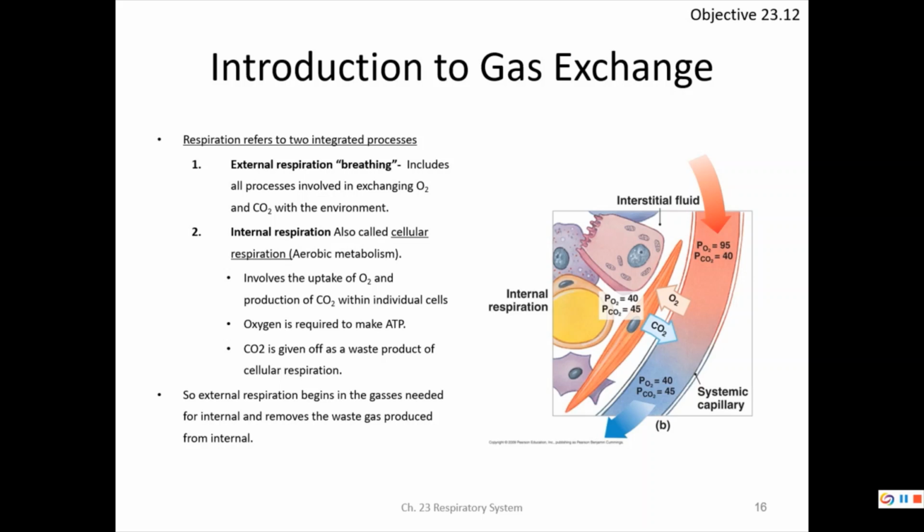To understand gas exchange, we have to first understand that we have a process called breathing, which is external respiration. This is just getting air to the lungs and air out of the lungs. We want to involve in exchanging oxygen and CO2 with our environment, breathing.